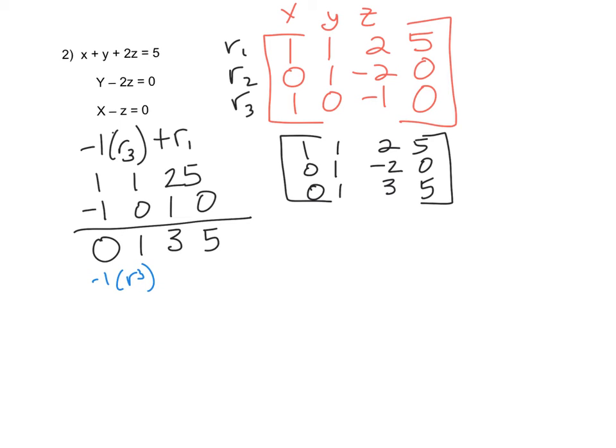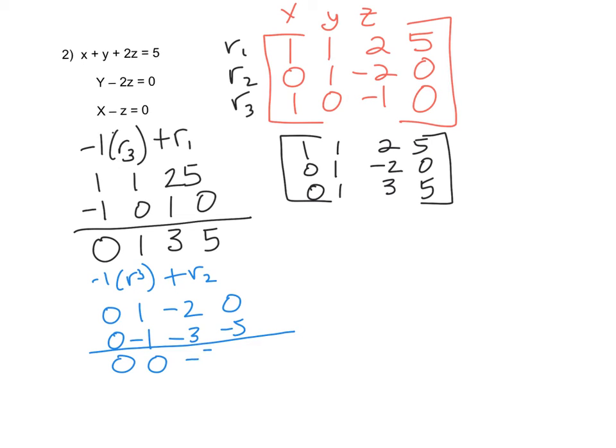That leads me to think we should have done something else before. And I'm going to add it to row 2 this time. Okay, so row 2 is 0, 1, -2, 0. Row 3 would be 0, -1, -3, -5. I'm going to add down. So I have 0, 0, -5, and -5.